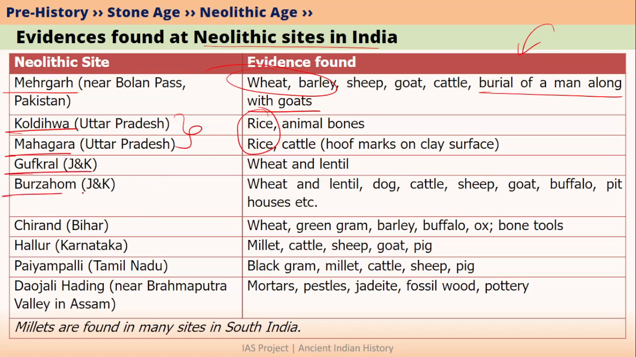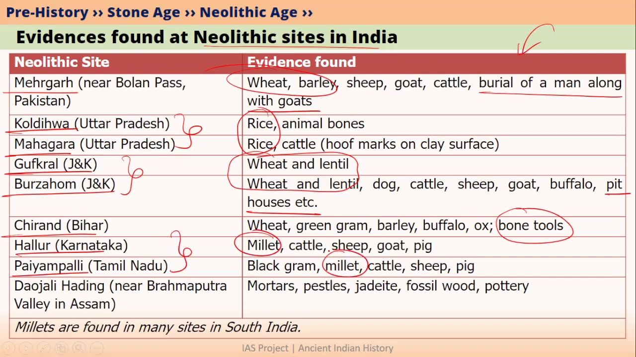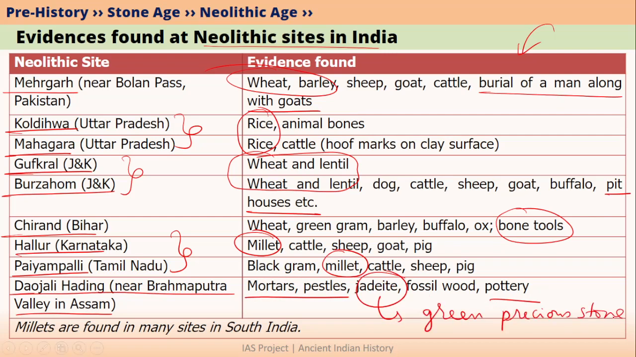Both these sites are present in Uttar Pradesh. In Gufkral and Burzahom, they have found evidence of wheat and lentil. Both these sites are Kashmiri Neolithic sites. Here they also have pit houses. In Chirand, bone tools were found. In Hallur and Payampally, which are mainly in South India, they have found millets. In Daojali Hading, which is in the Brahmaputra Valley in Assam, they have found mortars and pestles, jadeite and pottery. Jadeite is a green color precious stone.